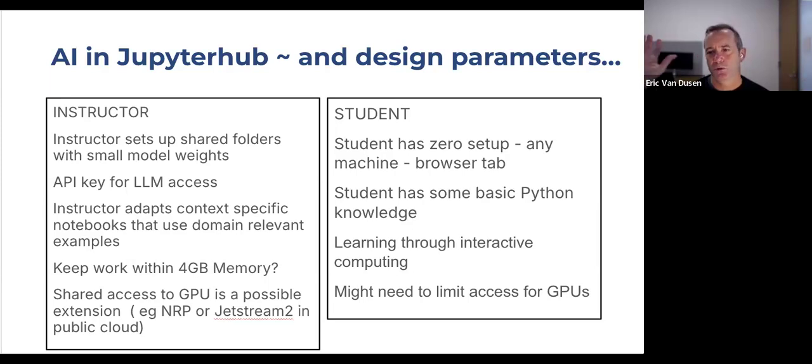Design parameters: we still want students to be able to enter without so much setup. We want students to know some Python, and some ways that they're going to do interactive lessons to learn AI. And how can they have a little bit of GPU so they're able to do some inference steps without it costing that much.